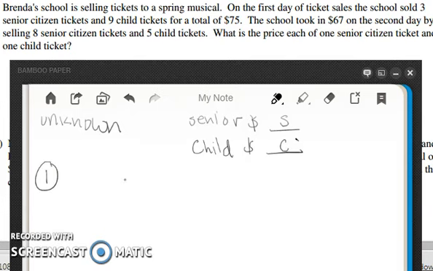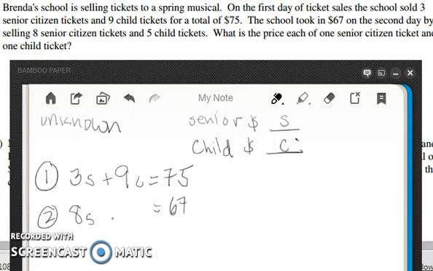Just like before, we have 2 days. The first day of school, they sold 3 senior citizens, so that's 3 times S, and they sold 9 child's tickets for a total of 75. On day 2, they took in $67 and they sold 8 senior citizen tickets and only 5 child's tickets. Okay, so there's the setup. That was nice and easy.